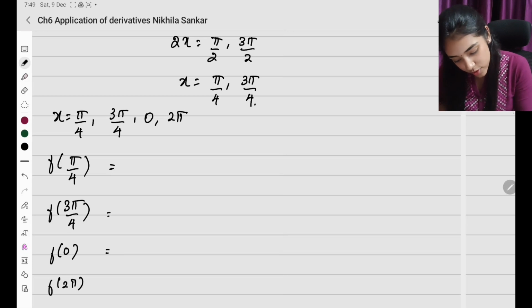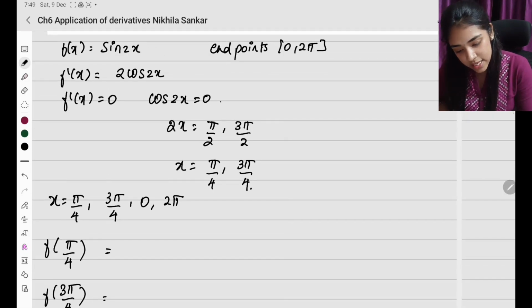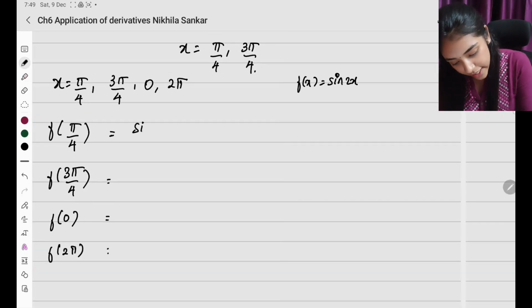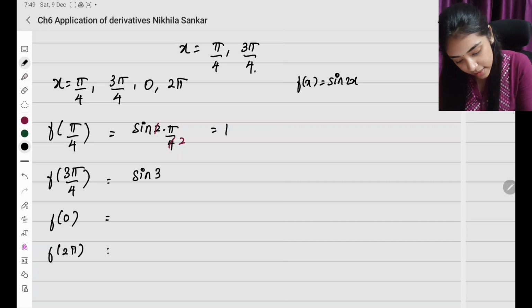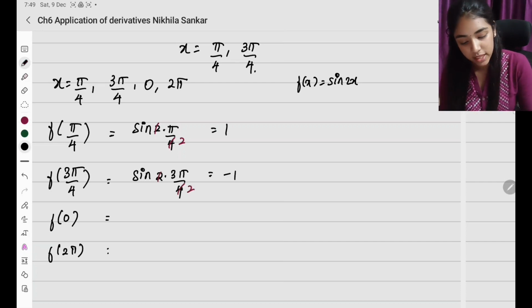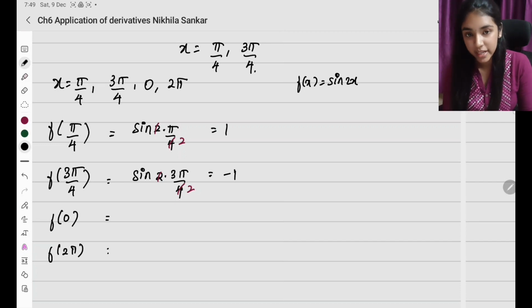So what all values am I going to get? First sin 2x. So I have f of x equals sin 2x. When I substitute the values, I have sin 2 times pi by 4. When this gets cancelled, it becomes sin pi by 2, which is 1. Again, I have sin 2 times 3 pi by 4. So again, this gets cancelled. 3 pi by 2, which is going to be minus 1. Correct? Sin of 3 pi by 2 is going to be minus 1.